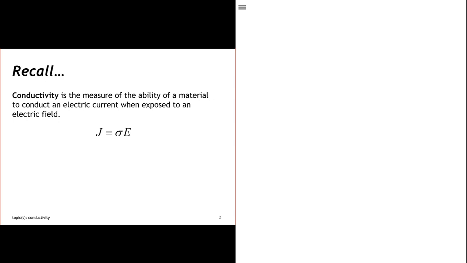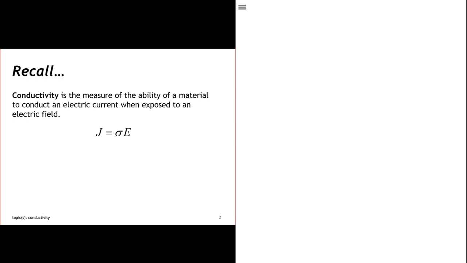We had seen conductivity arise when we had an expression relating current density to electric field. And we see that the conductivity is the proportionality constant of the electric field to the current density. The larger the conductivity, the larger the current density for a given electric field. The smaller the conductivity, the smaller the current density for a given electric field. So it's very useful to look at things in the context of conductivity.